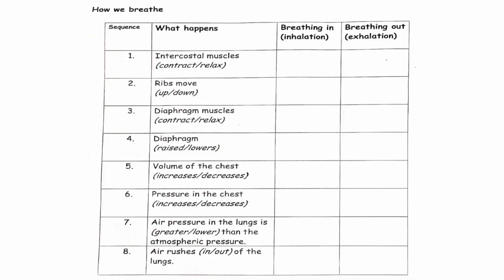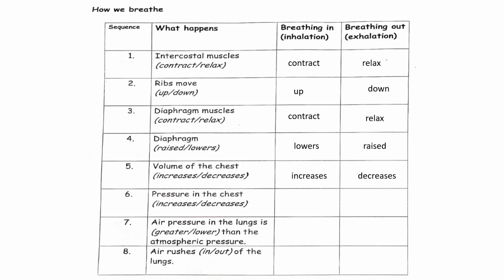Breathing in, inhalation, and breathing out, exhalation. So intercostal muscles, when you're inhaling, always contract, and exhaling is always relaxed. Your ribs are always up when you're inhaling, and exhale is down. Your diaphragm muscle will contract and it relaxes when you exhale out. Your diaphragm lowers down, not the muscle, so there's something different. And the diaphragm will be raised up again. The volume of the chest increases definitely, and decreases once you exhale out.